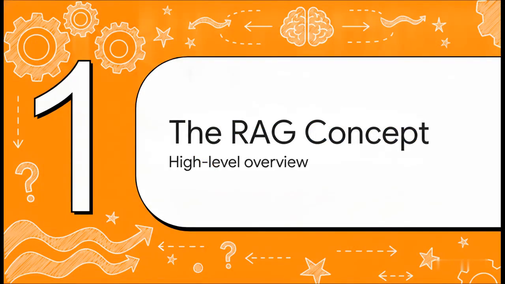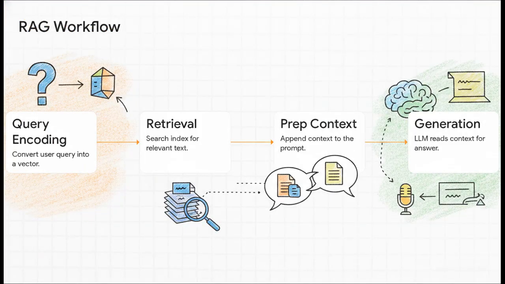Part 1. The RAG concept. Let's take a quick high-level look at how this architecture processes a query on the fly. Literally, every RAG system goes through these 4 specific stages to turn your prompt into a grounded answer. First up, the user's query gets encoded into a vector. Second, we search our document index to pull the most relevant text. Third, we prep that context, usually just by appending it onto the original prompt. And fourth, the generation stage, where the LLM reads it all and actually talks back to you.